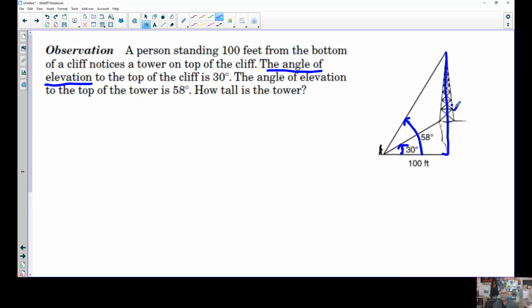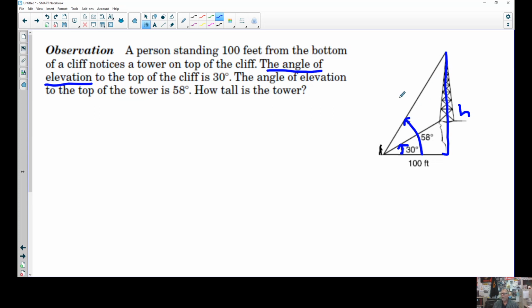We're looking for this length, right? That height to the top of the tower. Let's not even call it X. Let's call it H. There's a reason for that. All right. Let's call this overall thing H. That's that whole height.